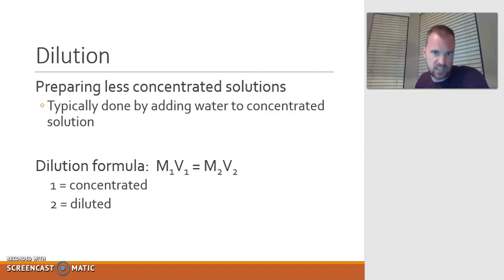You've probably seen this before: M1 times V1 equals M2 times V2. The M's stand for your molarities. The V's stand for volume. And since you have V on both sides, as long as it's the same unit, it doesn't matter. You can keep it in milliliters, or you can change it to liters, as long as it's the same on both sides.